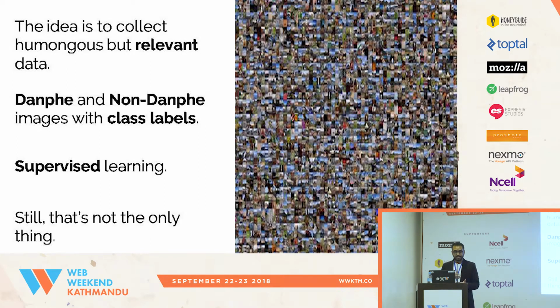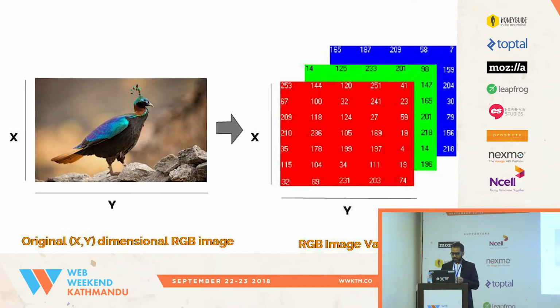So we are associating each image with a label. This image is a Dafe, yes, 1. This image is not a Dafe, 0. So it's a binary classification: 0, 1, 0, 1, and so on.